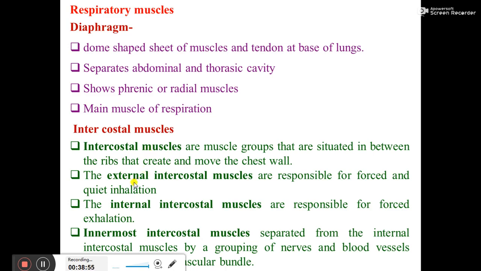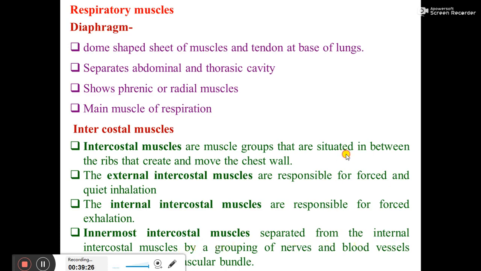The intercostal muscles include the external intercostal muscle, the internal intercostal muscle, and the innermost intercostal muscle. The external intercostal muscles are responsible for forced and quiet inhalation. The internal intercostal muscles are responsible for forced exhalation, and the innermost intercostal muscle is separated from the internal intercostal muscle by a group of nerves and blood vessels.